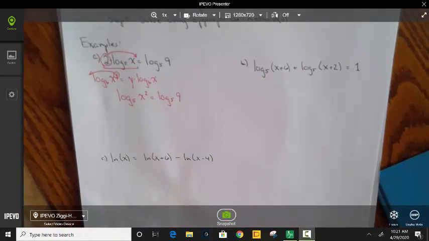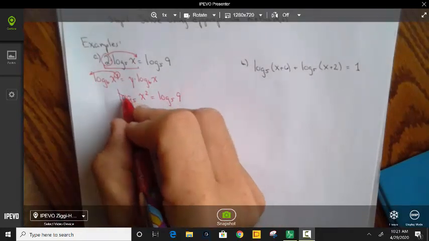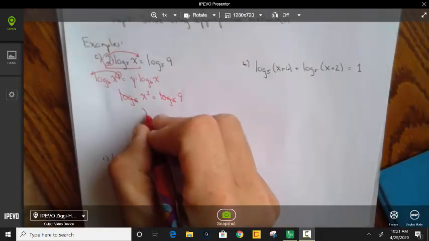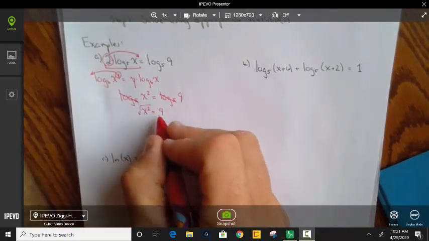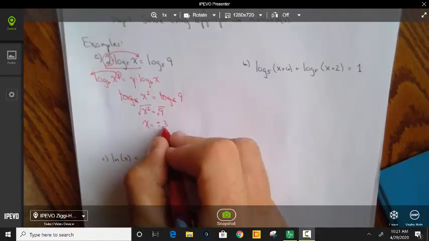And this is an example where we can use that common base property. Since we have log base 5 on both sides, and it's a one-to-one comparison, we can cancel them. That tells us that x squared is equal to 9. Then from here we square root both sides, which gives us that x could equal positive or negative 3.